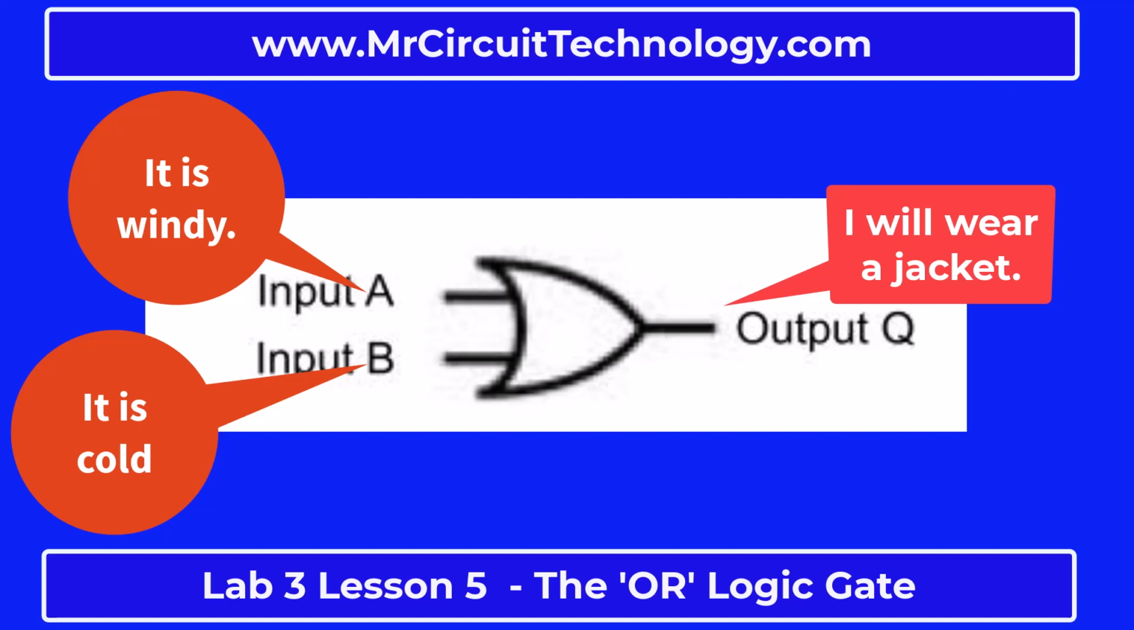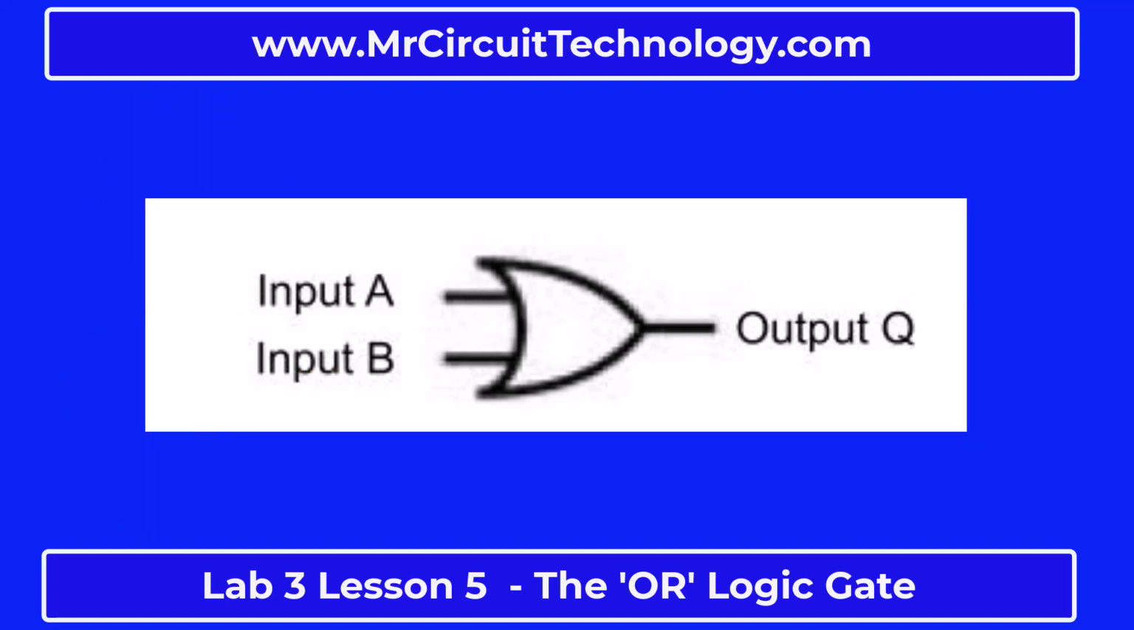Here is the symbol for a 2-input OR digital logic gate. Look at it carefully. The symbol has a curved top and bottom with a point on the right side. And it has 2 inputs A and B on the left and 1 output Q on the right.